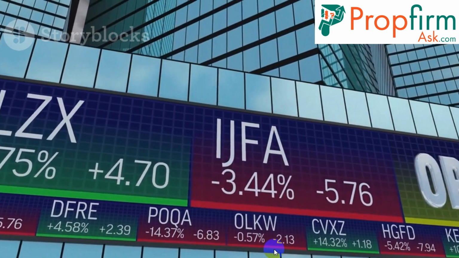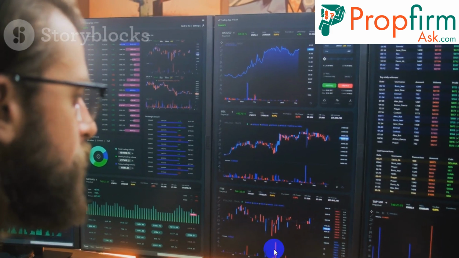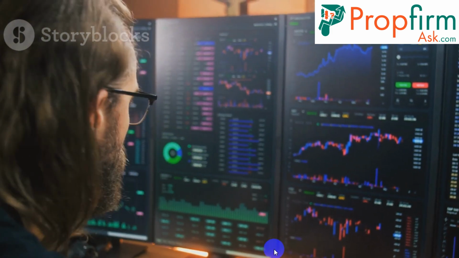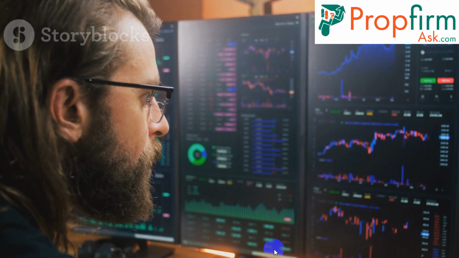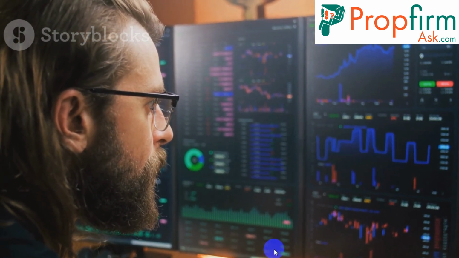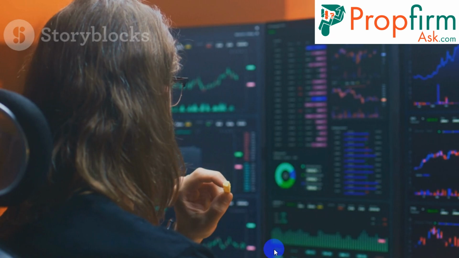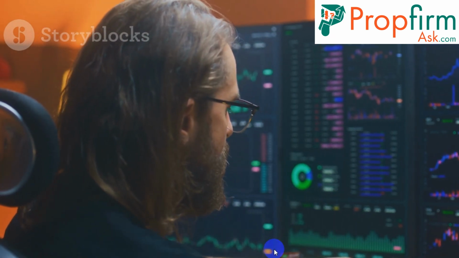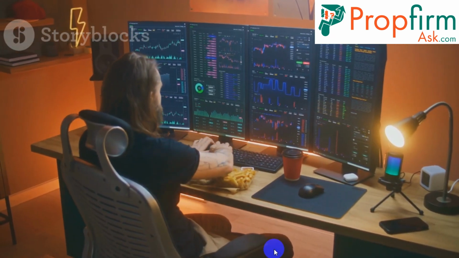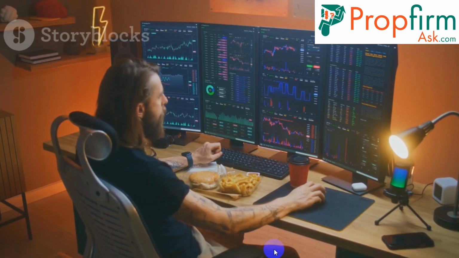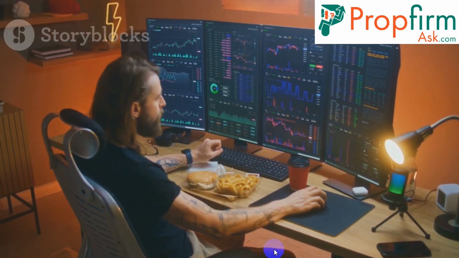Welcome to the next chapter. Now that we've explored real-world examples of successful trades, let's shift our focus to an equally important aspect of trading, the psychological side. Trading isn't just about numbers and charts, it's also a mental game. Maintaining discipline, managing emotions, and sticking to your trading plan are crucial for long-term success.